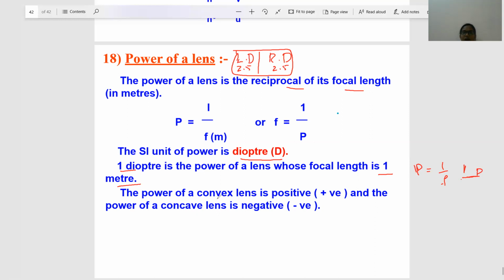The power of a convex lens, this is a convex lens, is positive, and for a concave lens, this is a concave lens, the power will be negative. Negative for concave lens and positive for convex lens. This is about the power. How to solve problems and how to use power when two or more different kinds of lenses are combined, everything we're going to learn in the next coming videos.